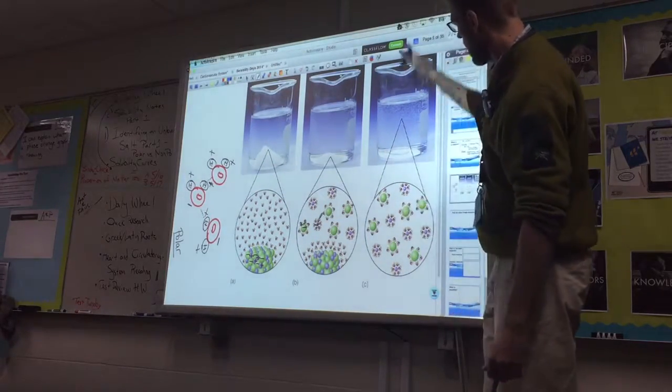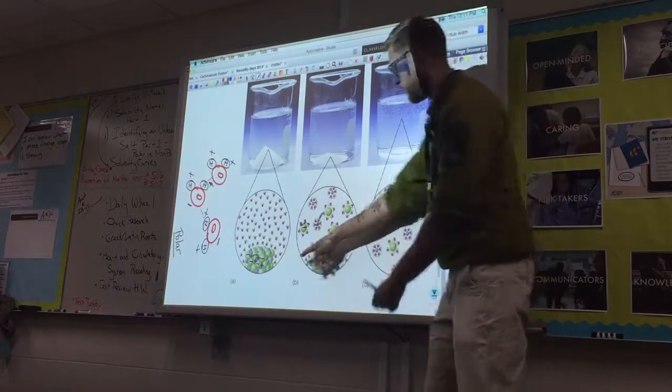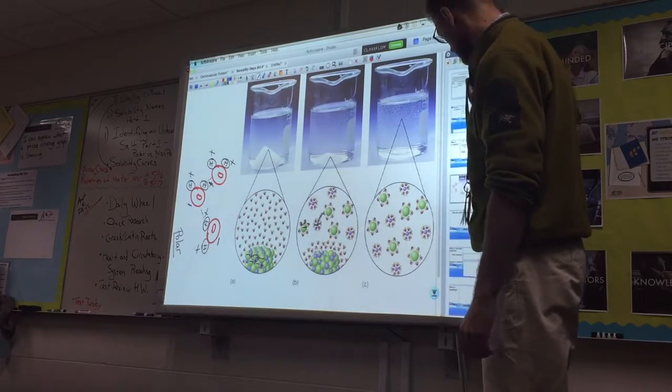So then once you boil the water off, the water molecules would leave, and these salt crystals would gather together and form a new crystal. Okay, cool. That's that.